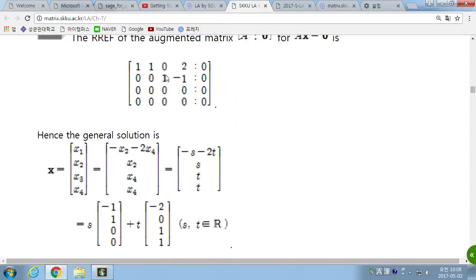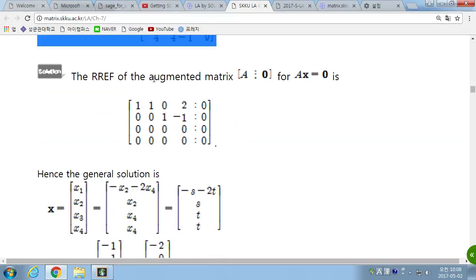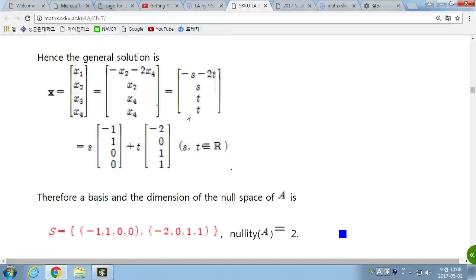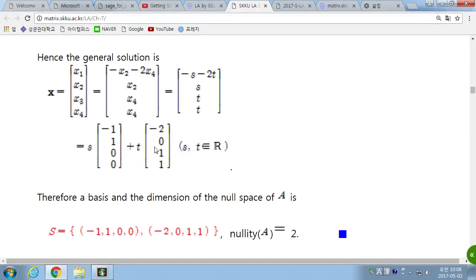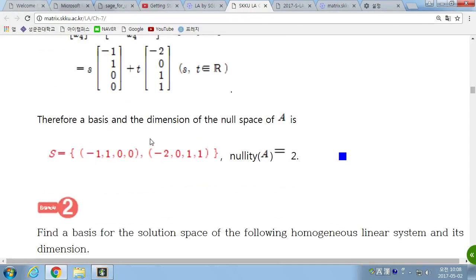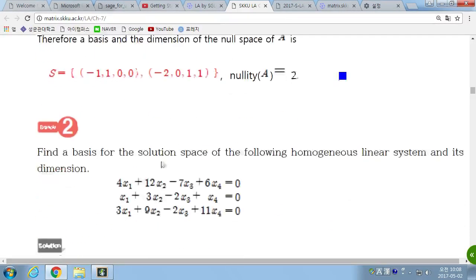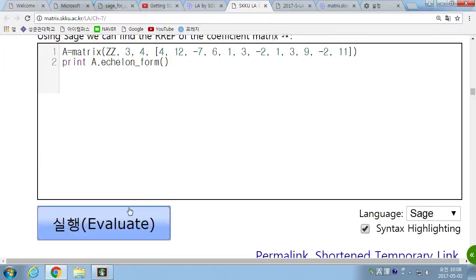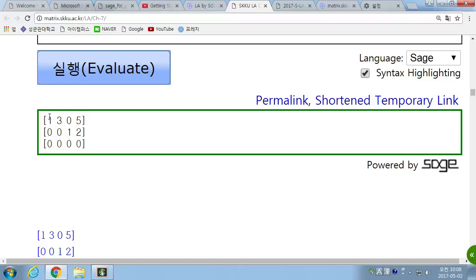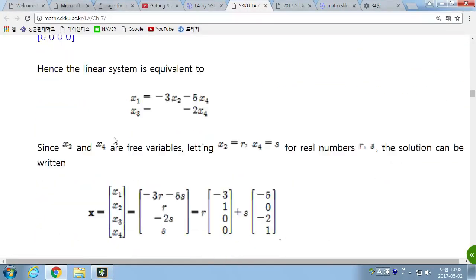Then all you have to do is find the RREF of the augmented matrix. Then you have two leading ones and two free variables, which means the dimension should be 2. And these two vectors form a basis for the solution space. The same thing. Yeah. For this linear system of equations, you find the RREF, then how many? You have two leading variables and two free variables. The dimension of the solution space is 2.